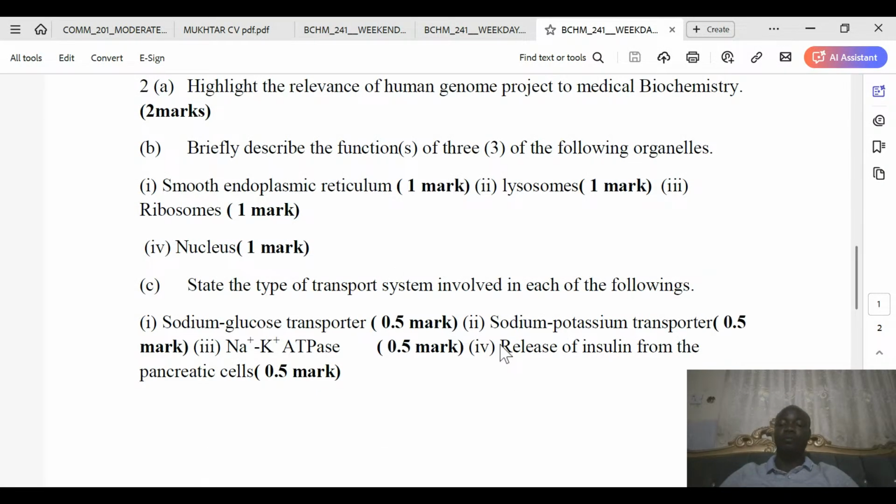Okay. Then the next one is sodium ion potassium ion ATPase, which is Roman figure 3. Please, what is the answer to this one? That is Roman figure 3. Who can answer it?